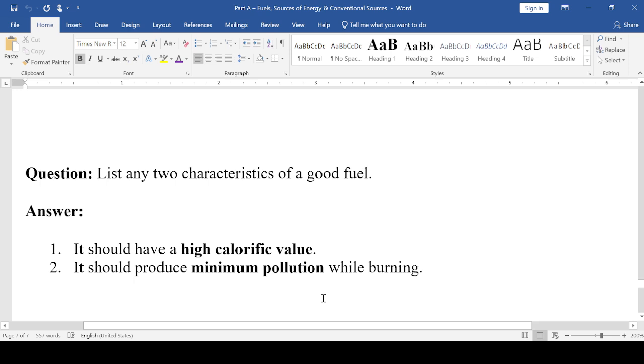A small question. List any two characteristics of a good fuel. It must have high calorific value and it produces minimum pollution. It produces minimum pollution, students, while burning.